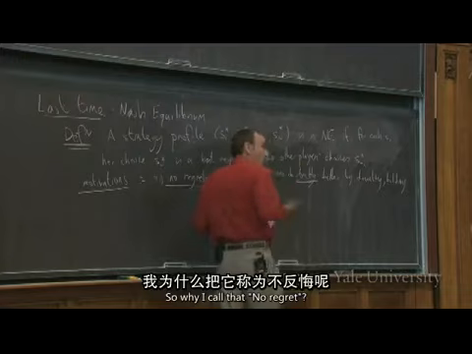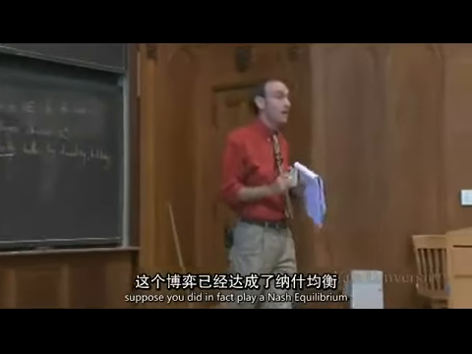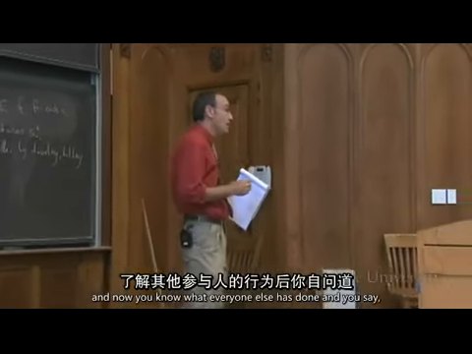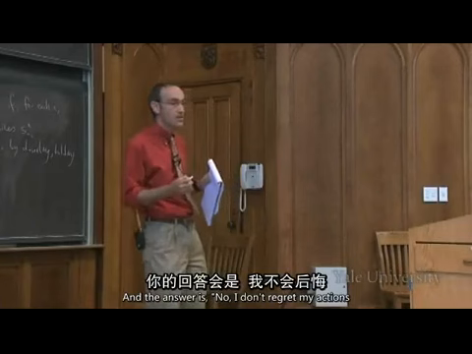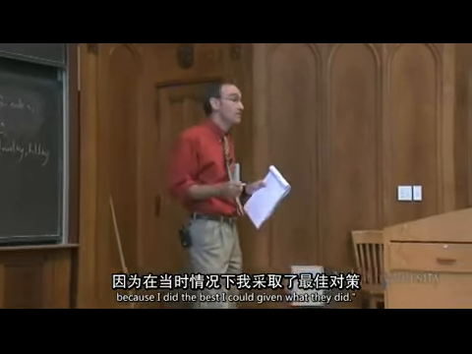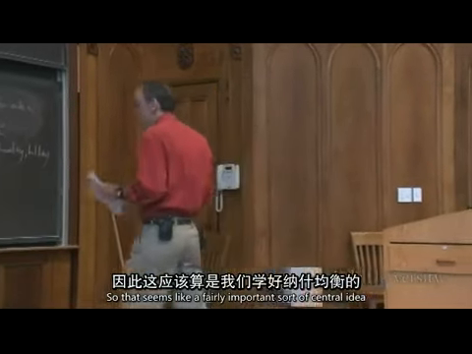All right? So what I call that no regret, it means having played the game, suppose you did in fact play a Nash equilibrium, and then you look back at what you've done, and now you know what everyone else has done, and you say, do I regret my actions? And the answer is, no, I don't regret my actions, because I did the best I could given what they did. All right? So that seems like a fairly important sort of central idea for why we should care about Nash equilibrium.